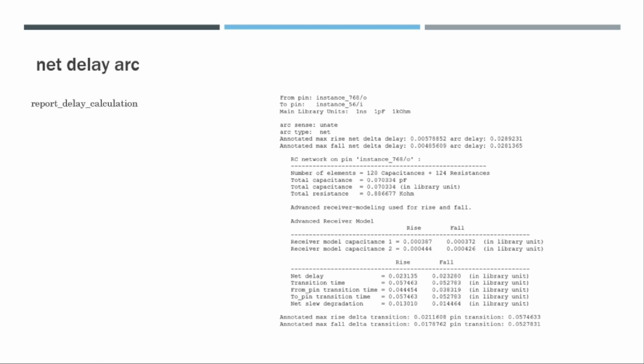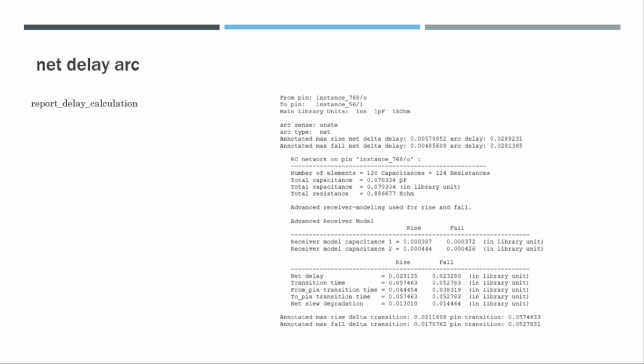Next, we will go for the net delay arc. Since there are very few changes between cell delay arc and the net delay arc reports, I will focus only on the differences between the net delay and cell delay arcs. So the first two obvious differences are this arc sense and arc type. Basically, the net doesn't usually change the logic of the signal or sense of the signal, and the arc type is basically net. In this case, the other case was cell, right?